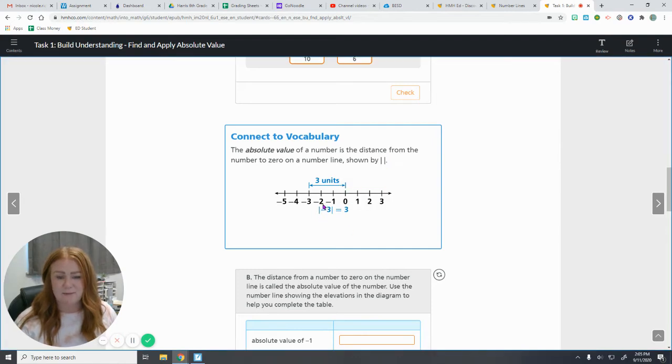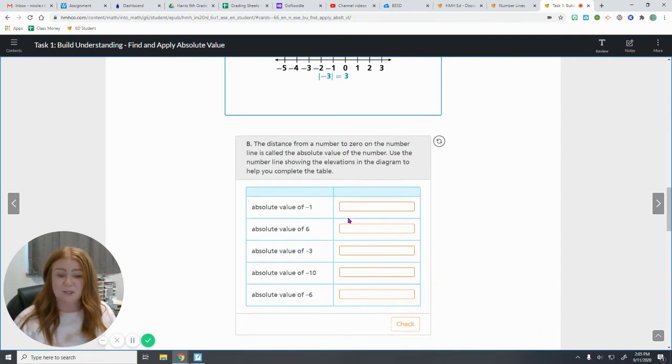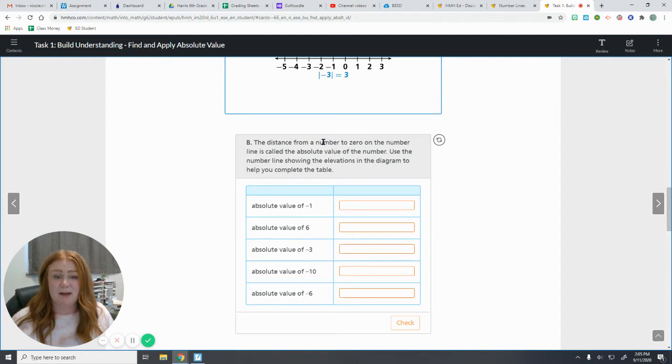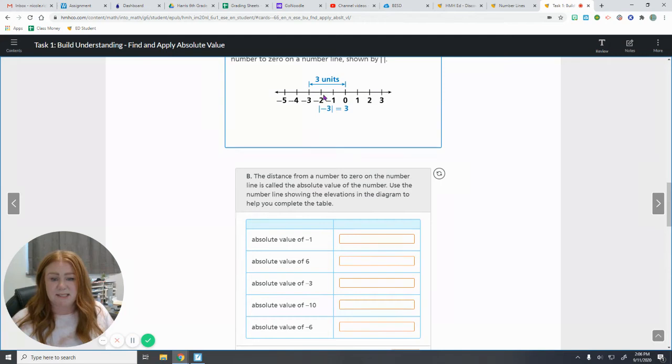So you can see down here, we're talking about this number -3. So here's -3 represented. And these lines on either side of the -3 are asking you to find the absolute value. So the absolute value of -3 is 1, 2, 3 units from 0. So our answer would be written as just a plain old 3. So let's try some of these out here. So the distance from a number to 0 on the number line is our absolute value. We're going to be using this number line to help solve these.